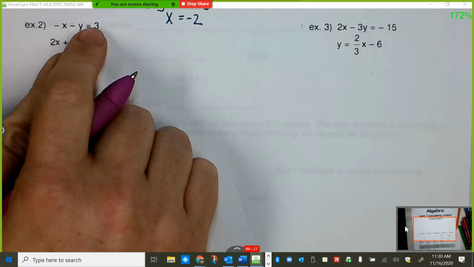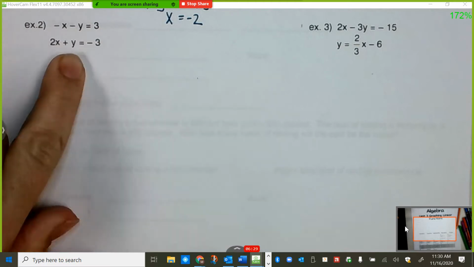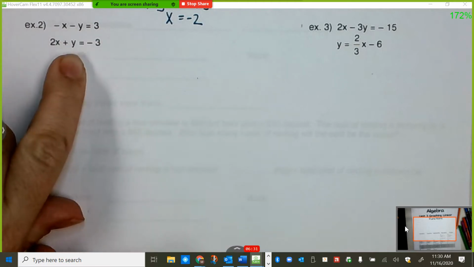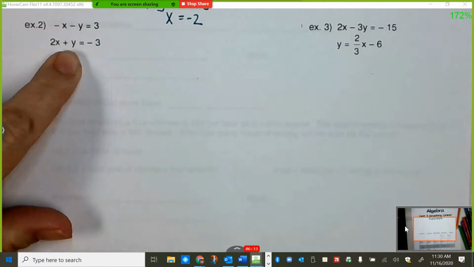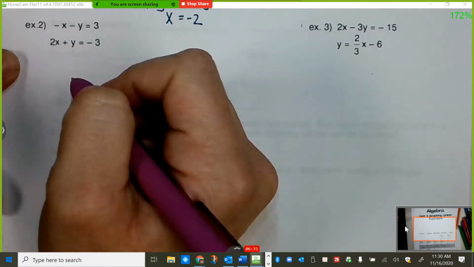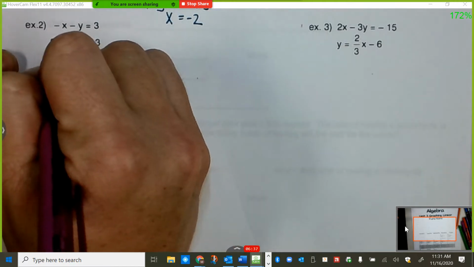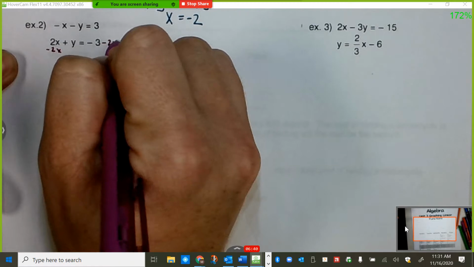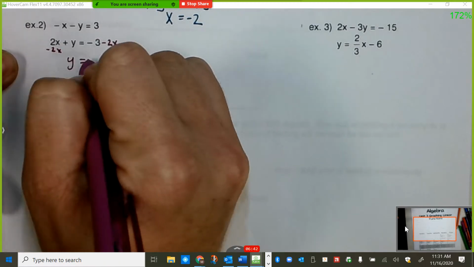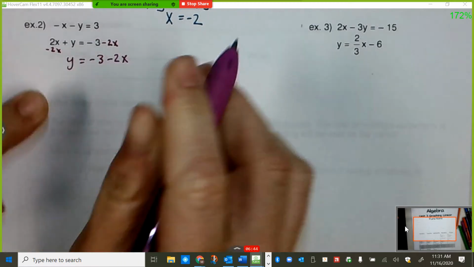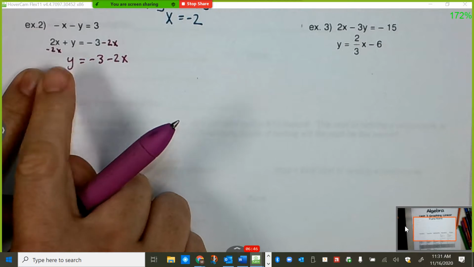So they can't be used? They could, but it's going to be more work. So it'd be better to find one that is just 1, and if there is one, you go with that one. So we are going to subtract 2x from both sides. And now we have y equals -3 minus 2x. Now we have a variable alone.